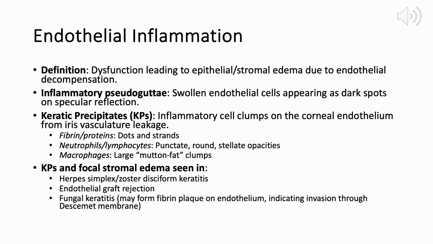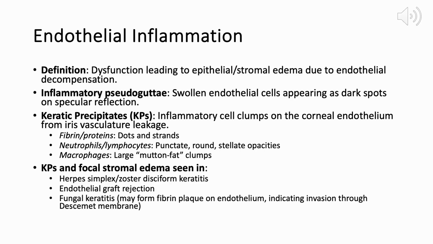Fibrin or proteins appear as fine dots and strands. Neutrophils and lymphocytes form small, punctate, round, or stellate opacities. Macrophages produce large, greasy-looking clumps known as mutton fat KPs. When KPs are accompanied by focal stromal edema, it suggests a deeper inflammatory process.